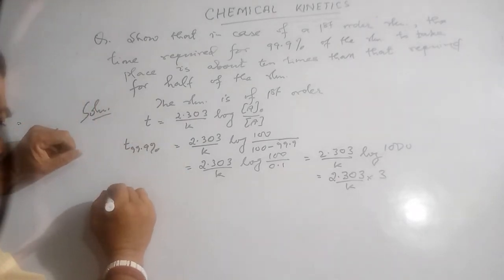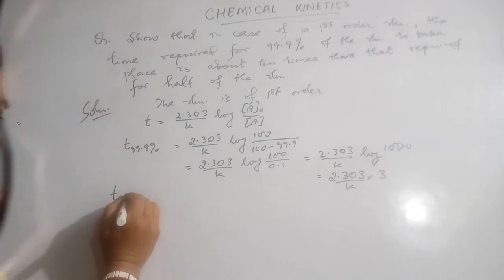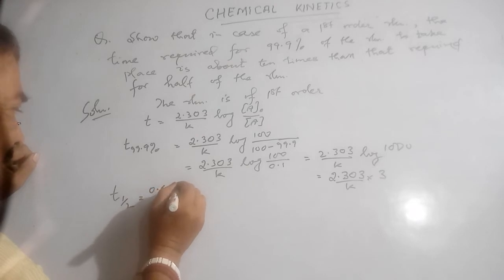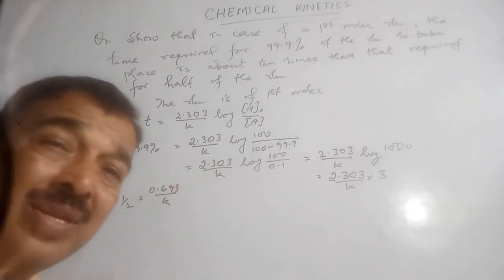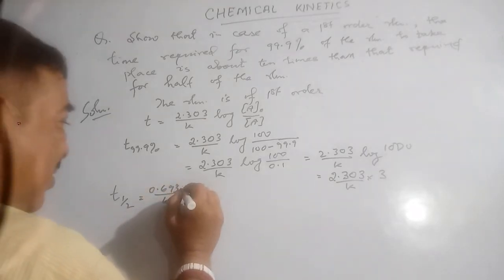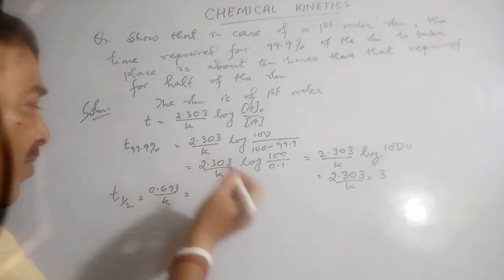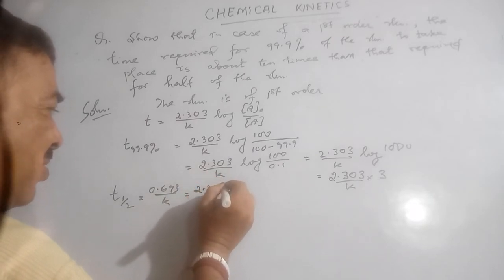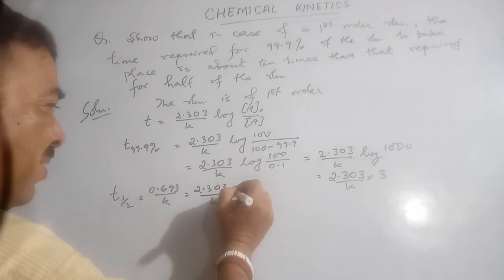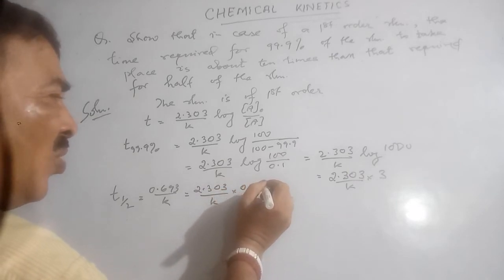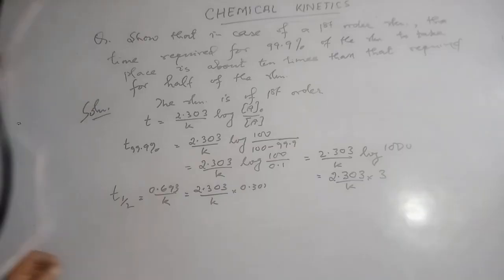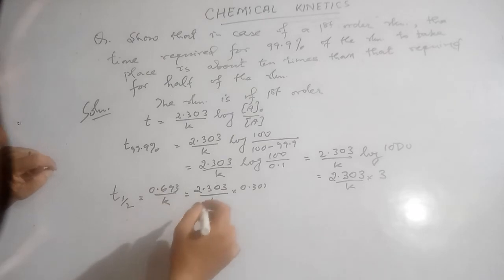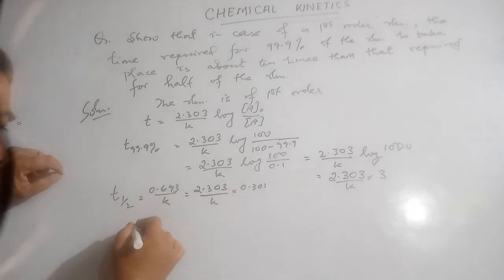Now T half is equal to what? 0.693 by K. We have already derived this in the previous class. We will convert this into terms of 2.303. So it is 2.303 by K into 0.3010. Let it be 0.301.